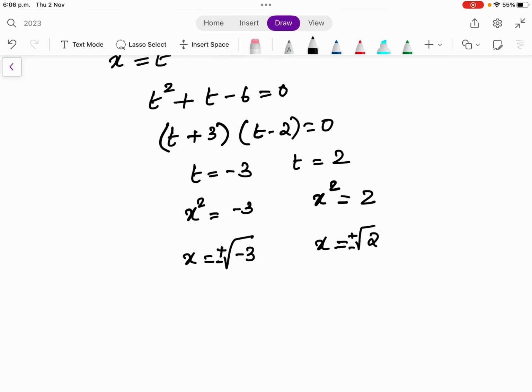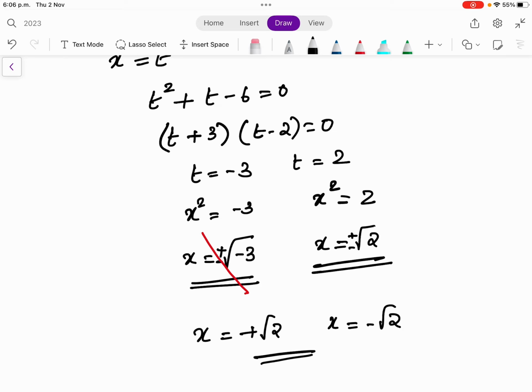Okay, so this is actually imaginary numbers which we will learn in complex numbers. So we will not take this because currently we don't have that over here. So these are the solutions. x is equal to plus root 2, x is equal to minus root 2. These are the two solutions which we have for the equation.